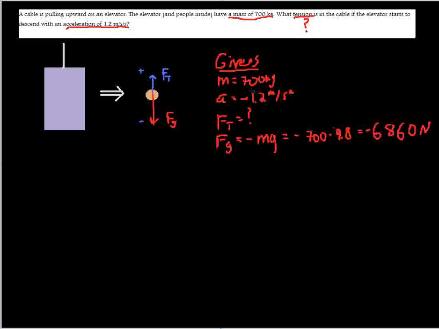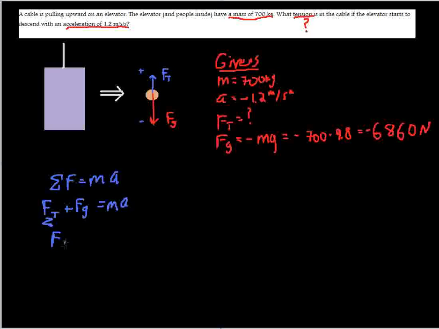Okay. Once I've drawn my force diagram, looked at the problem, and listed the givens, it's really a pretty straightforward situation. I have the sum of forces equals m times a. I know the a, I know the m. Now all I have to do is decide what forces I'm adding together. For that I have the force of tension and the force of gravity, and that's going to equal m times a.